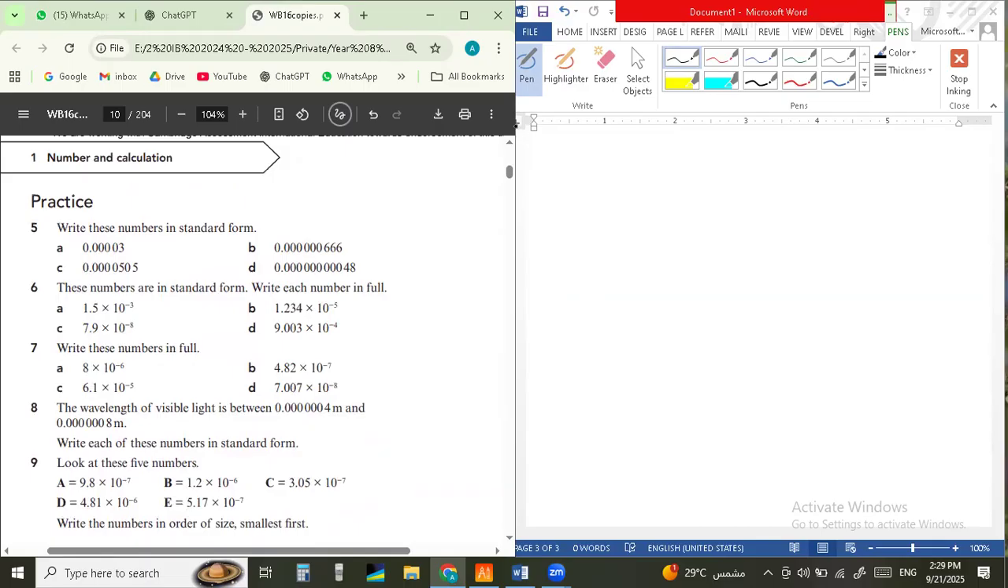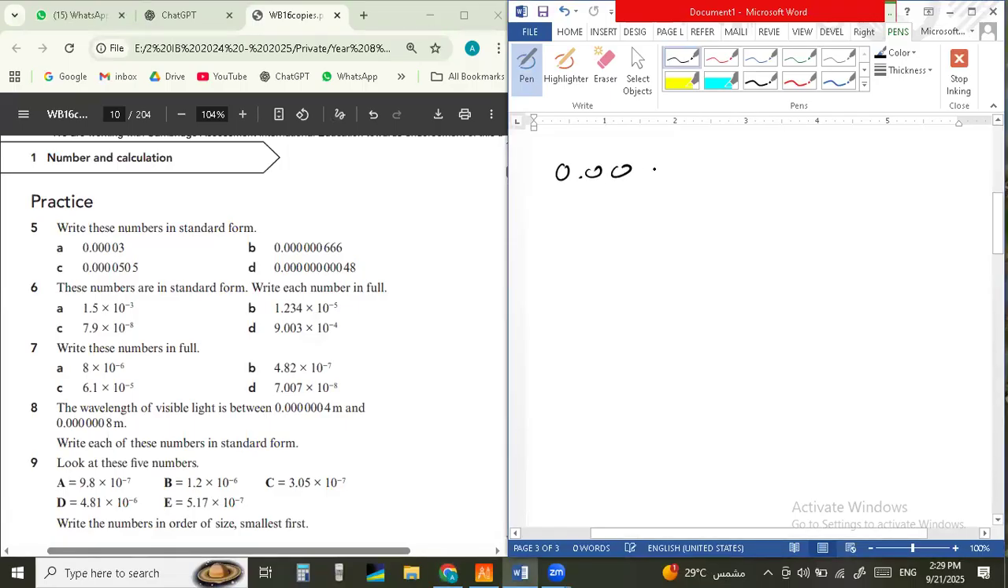Question 5 says to you here what? Write these numbers in standard form. Good. All right. So the number is what? The number is 0.00403. Okay, and they want it in standard form.